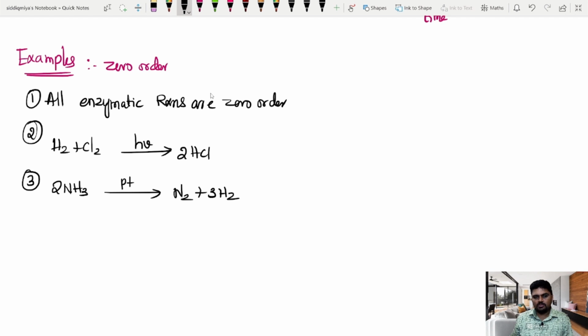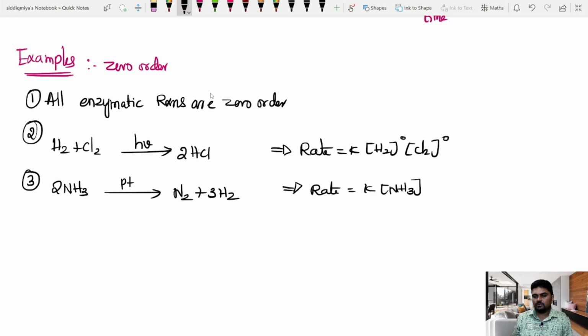So here for this equation what will we write? Rate is equal to k into H2 power 0 and Cl2 power 0. Why? Because the order is zero. Next, for this one, rate is equal to k into NH3 power 0 we can write. Got it?